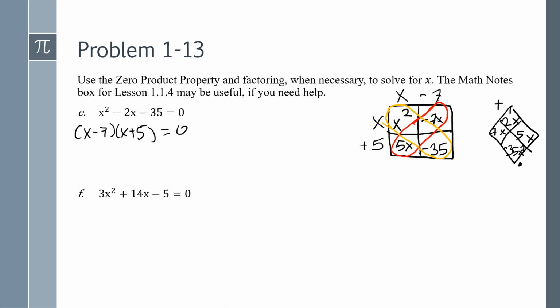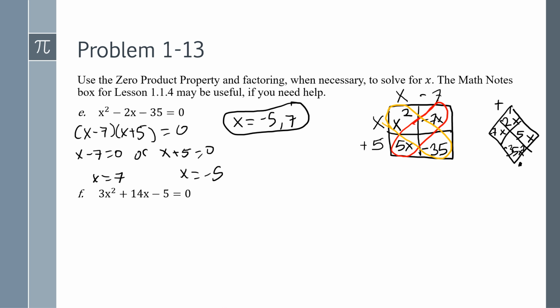And now I set those equal to 0. So I say, well, x minus 7 has to equal 0, or x plus 5 has to equal 0. So add 7, I get x equals 7. Subtract 5, I get x equals negative 5. And so my answers are x is negative 5 or positive 7.